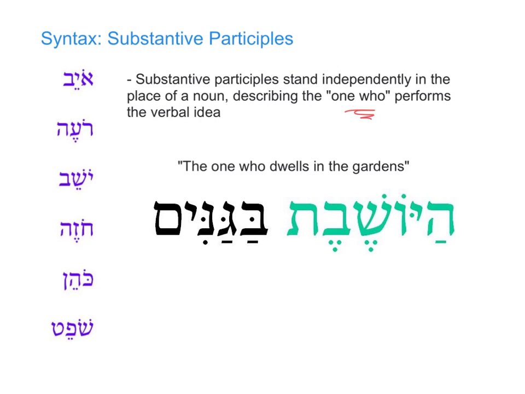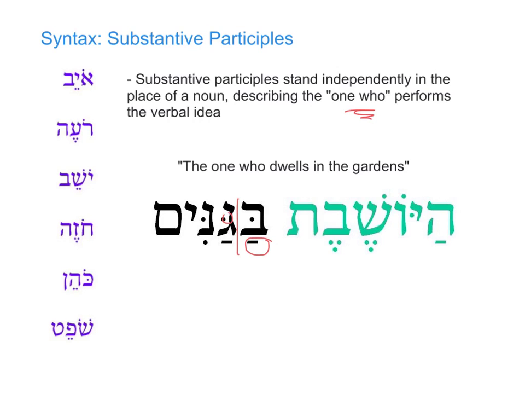So how do you recognize these things? Well, much like with our predicate adjectives, there's no noun in the near vicinity that they agree with and modify, therefore they're standing in as a noun here, expressing a verbal idea. So our example that we have here, hayoshevet baganim. If we kind of carve this up, we could see that this is in the, there's our patach lingering from our definite article, as well as the dagesh. In the gardens. Gan was our singular for garden, so in the gardens.